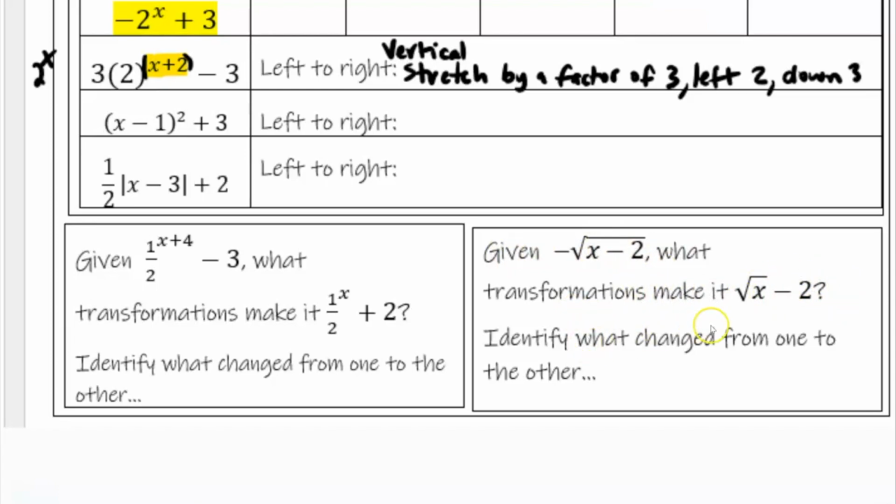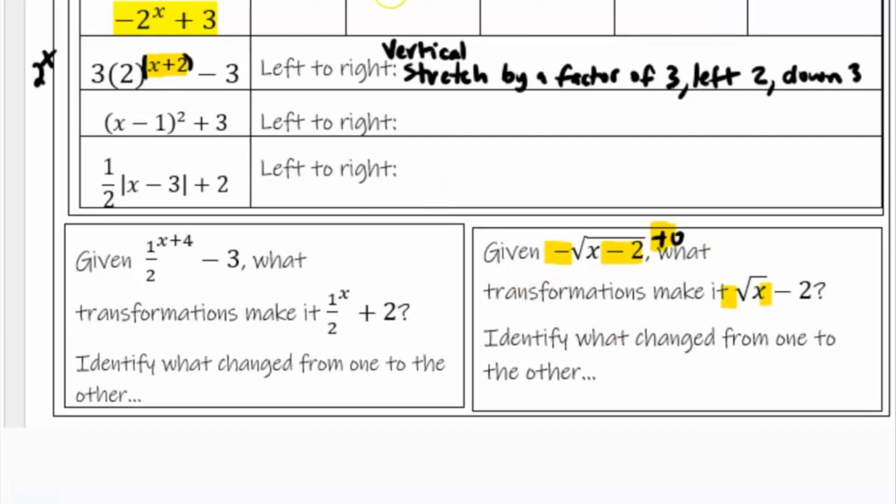All right, so again, from left to right, given this, what transformations make it look like this? So you have to identify what has changed from one thing to another. So looking from here to here, what has changed? Here I see a negative, and here I don't see a negative. So we're going to think about what do negatives do. Here I see inside, I see -2, and here there's no -2. And then finally outside, I don't see anything here, which means it's +0 because nothing is 0.